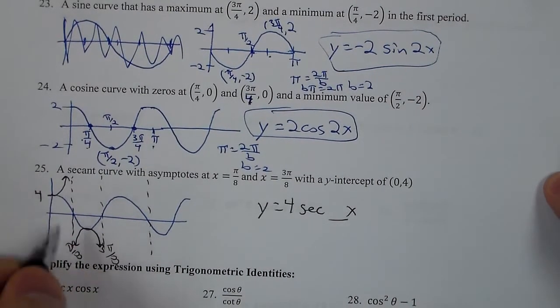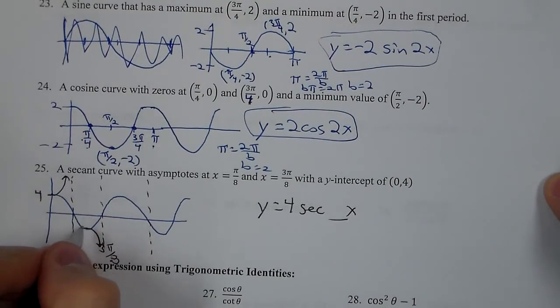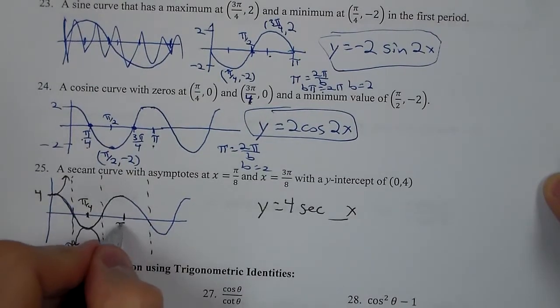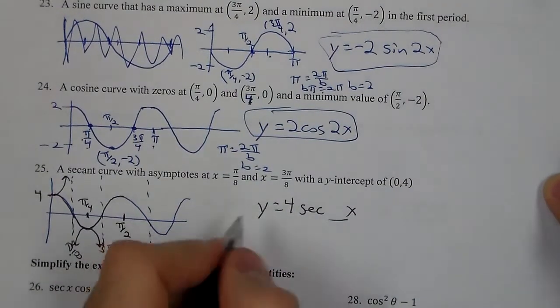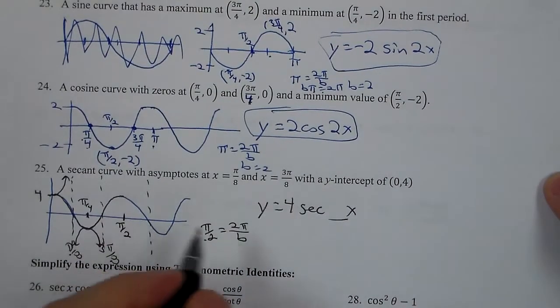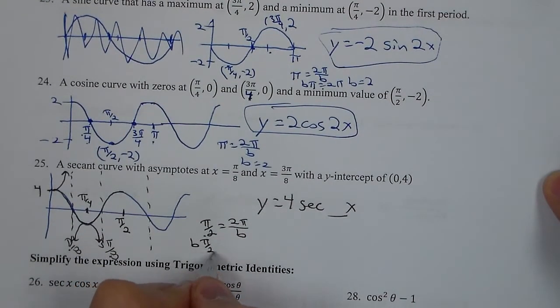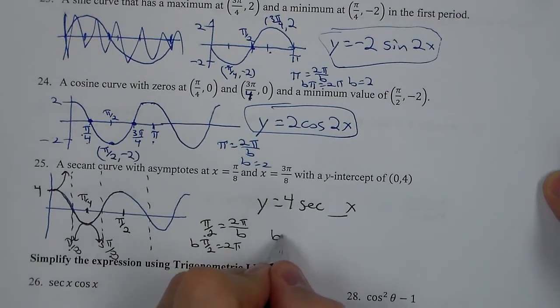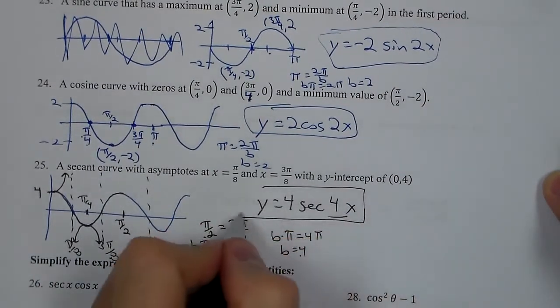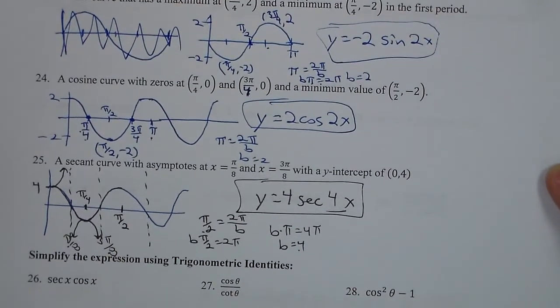So let's figure out where this period occurs. If this is pi over 8 and this is 3 pi over 8, halfway between that is 2 pi over 8, which is pi over 4. Now that is actually half the length of the period, so the period will end at 2 pi over 4, or pi over 2. So now pi over 2 equals 2 pi over b, because that's the period and we need to solve for b. We get b times pi over 2 equals 2 pi. This is b times pi equals 4 pi, if I multiply the 2 over, and I get that b is now 4. If b is 4, it goes here, and we'd say that y equals 4 secant 4x.